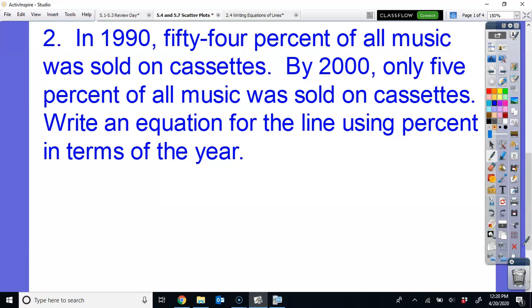By the way, I want to apologize for the sound I've got. If you hear the washing machine going in the background, I apologize.